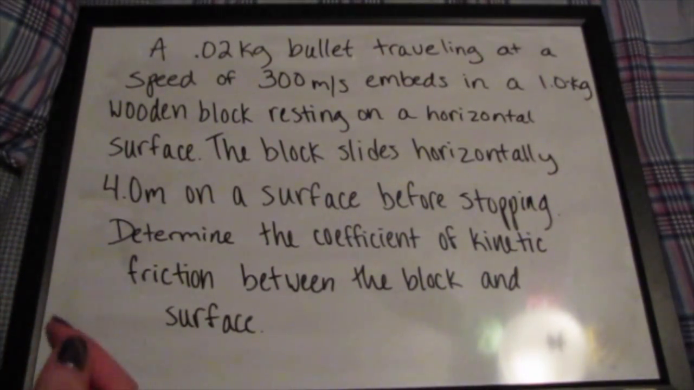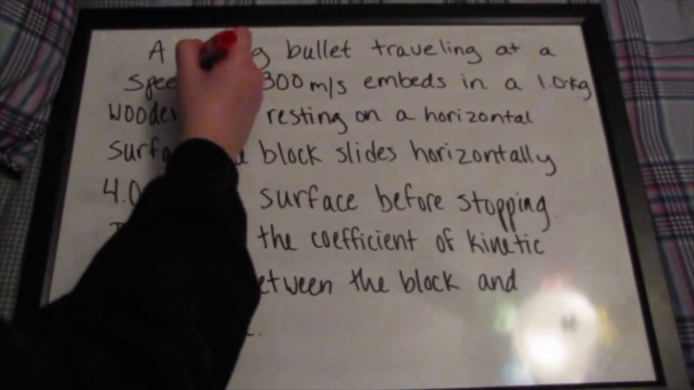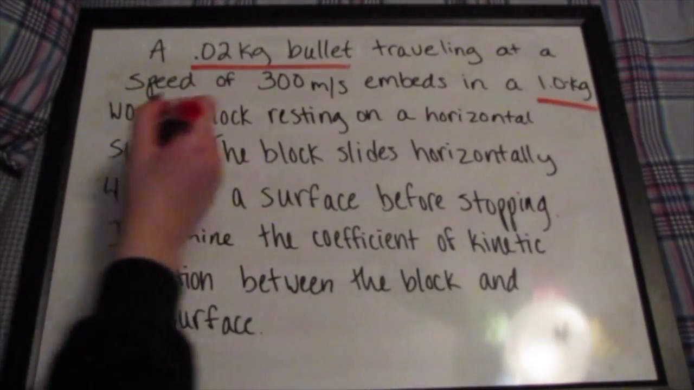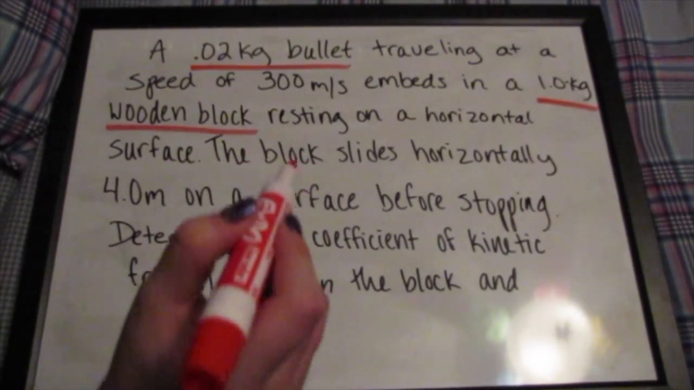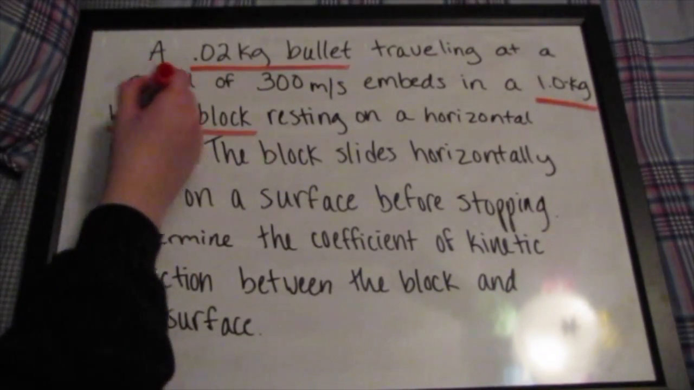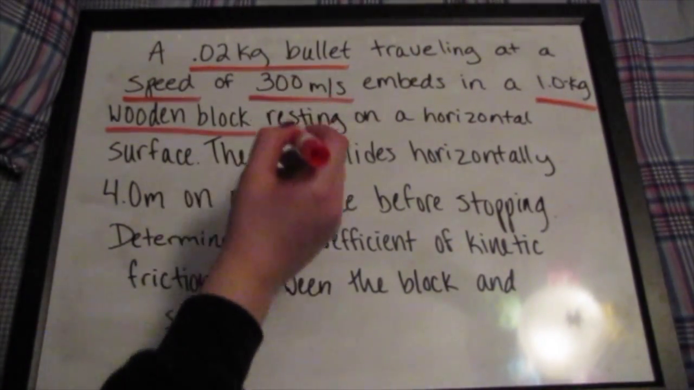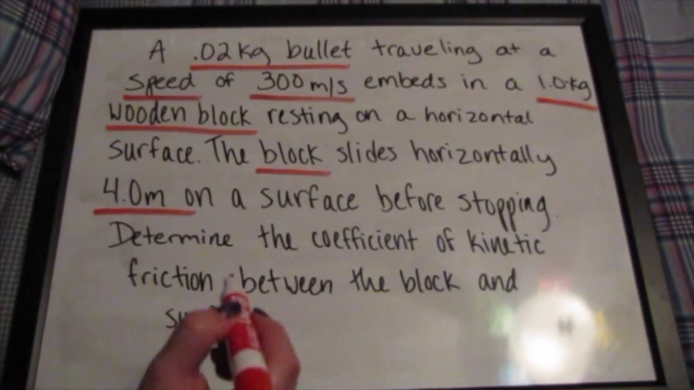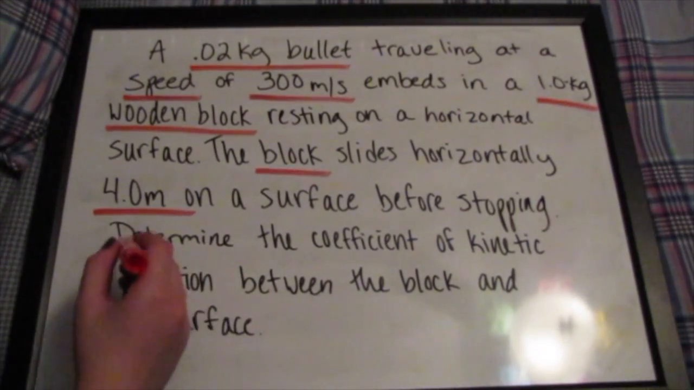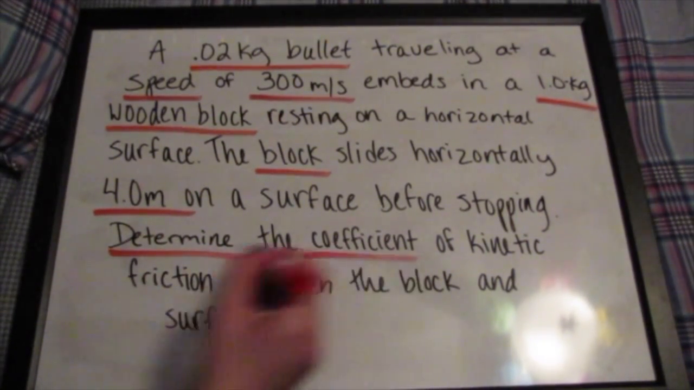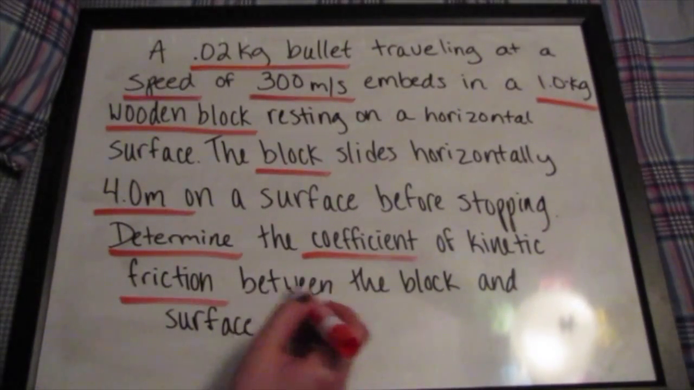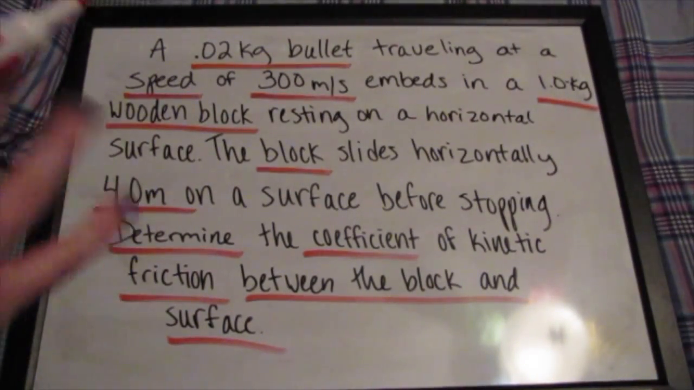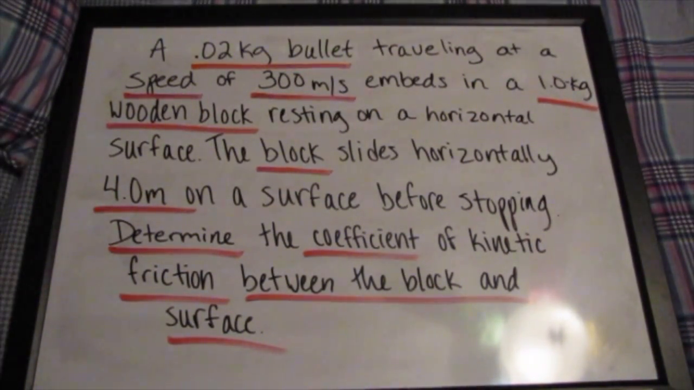So first we're going to be looking for numbers. We need the mass of the bullet, we need the mass of the wooden block, and we need the speed of the bullet, and we need the distance traveled by the block, and we need to determine the coefficient of friction between the block and the surface. Now we've highlighted the information that's important to us to solving this problem.